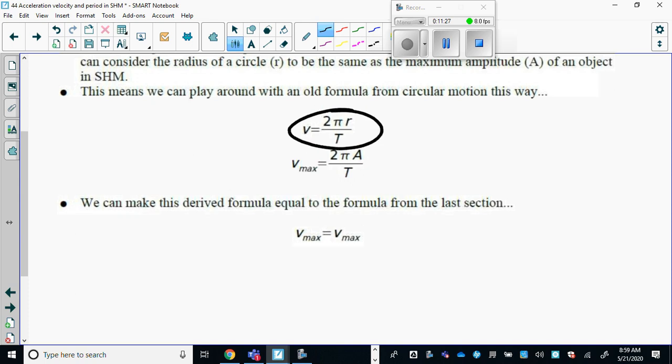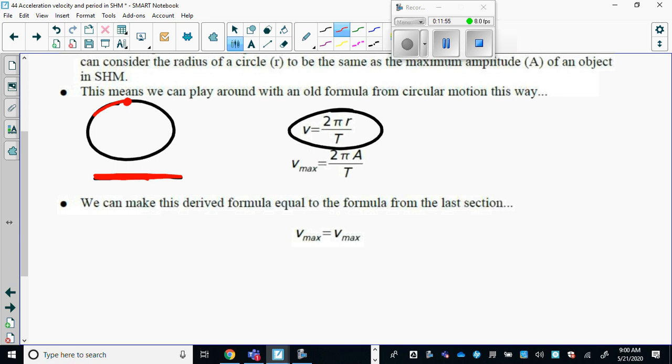from our previous unit. That's the formula for the velocity of something going in a circular path. In this case, we're going to change the r, the radius, to A, because if something is going around a circle, and here's a simple harmonic oscillator going back and forth, then if you watch the video, you'll know exactly what I'm talking about.